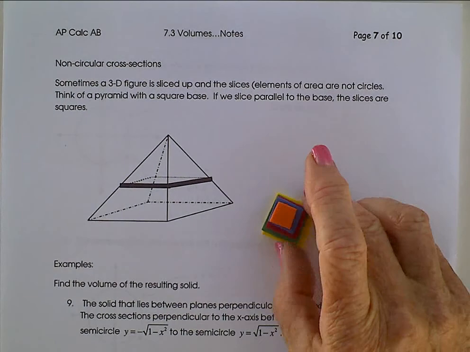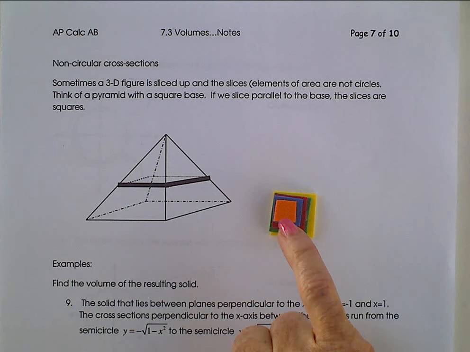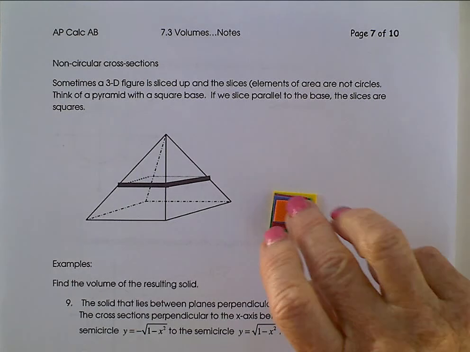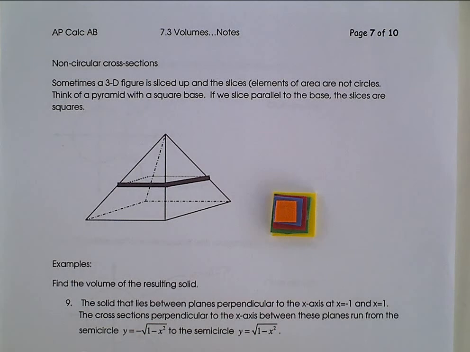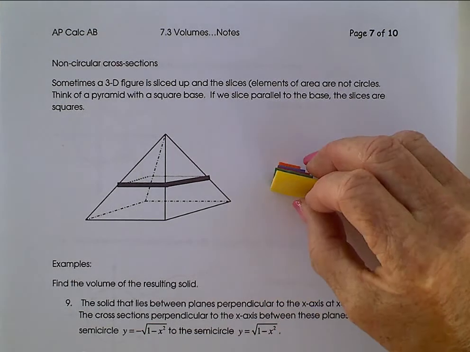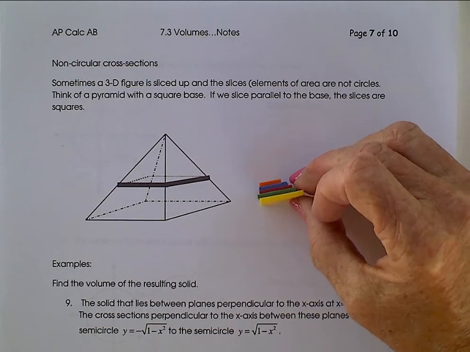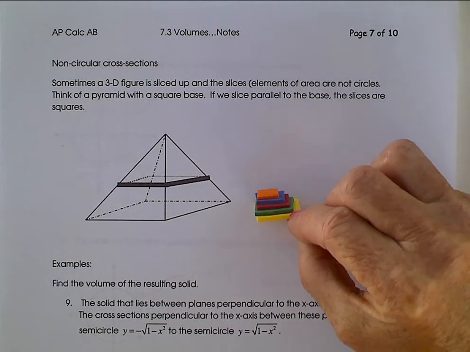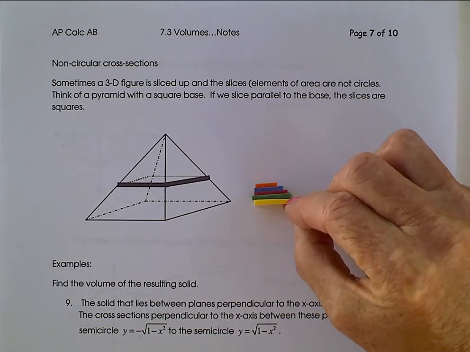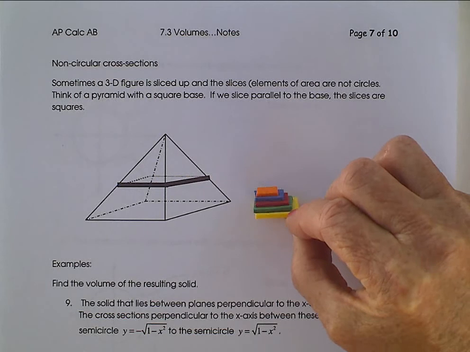Oh, there's your pyramid almost. It's just offset a little bit here. And can you see all those squares put together? Or maybe if I turn it this way, you see these all squares here? When you slice this up, you would not get circles, you would get squares.